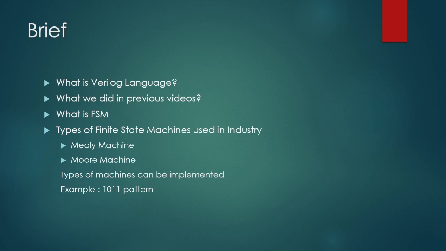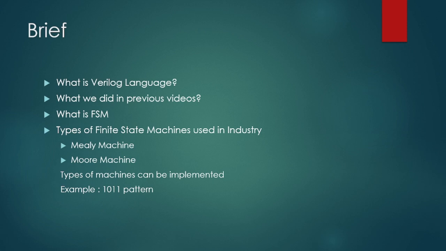Output function, optional. Definition: determines the output of the FSM based on the current state, and possibly the input. Example: in a Moore machine, the output depends solely on the current state, whereas in a Mealy machine, the output depends on both the state and the input. Next will be types of FSM.